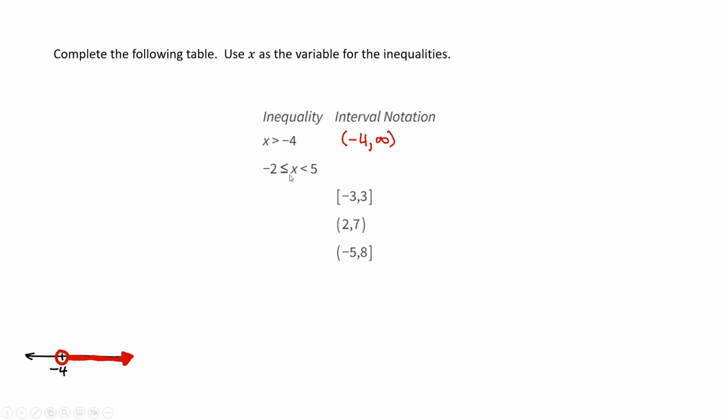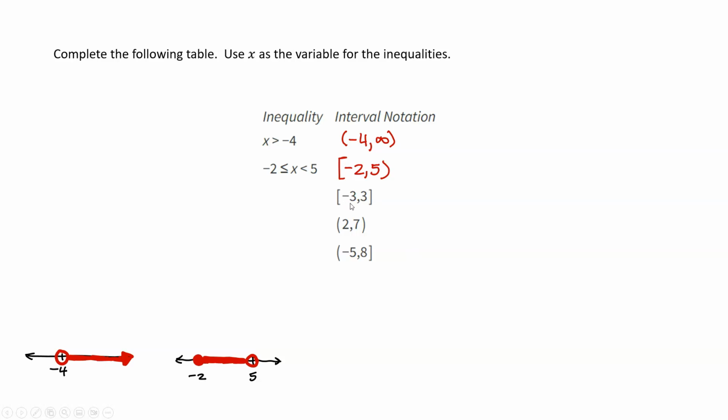For -2 is less than or equal to x, which is less than 5, that means that the -2 is included, the 5 is not. So on a number line, it would look like this. You have a closed dot at -2, an open dot at 5, and you'd shade between them. And so in interval notation, you would have a bracket at -2, comma, a 5 closing off with a parenthesis. Now we want to write the inequalities to go along with interval notation.